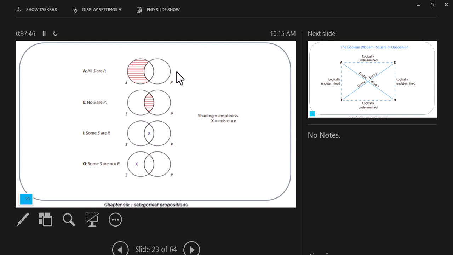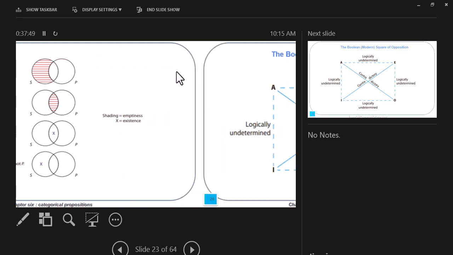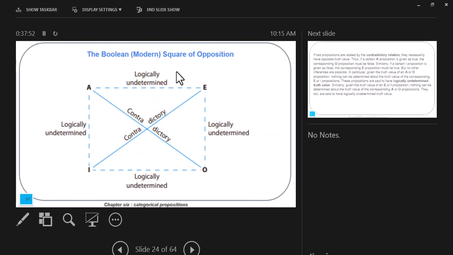Boolean square of opposition. Before proceeding to the Aristotelian square of opposition, we need to begin from the Boolean square of opposition. The relation between A and E propositions is logically undetermined. The relation between A and I propositions is logically undetermined. The relation between I and O propositions is logically undetermined, and the relation between E and O propositions is logically undetermined. The only thing we can be certain of from the Boolean standpoint is the contradictory relation.